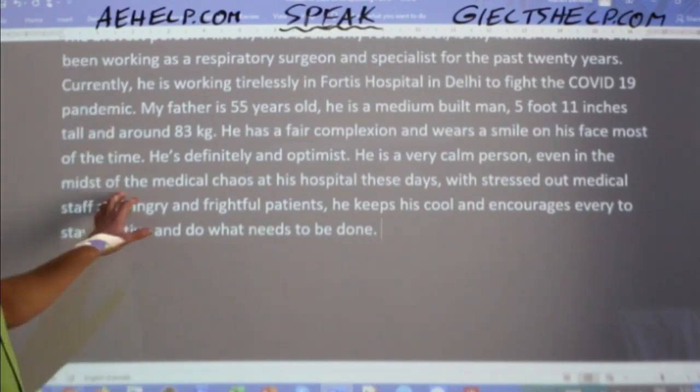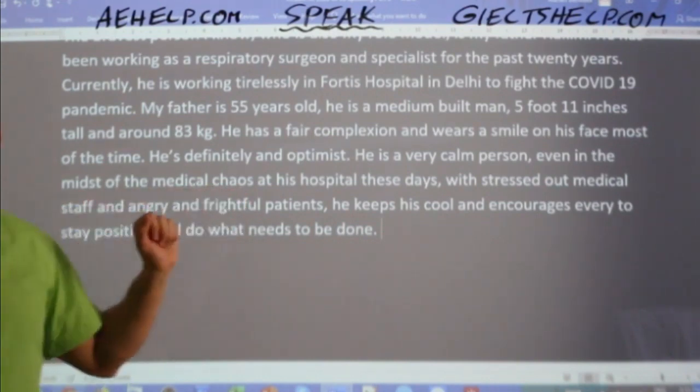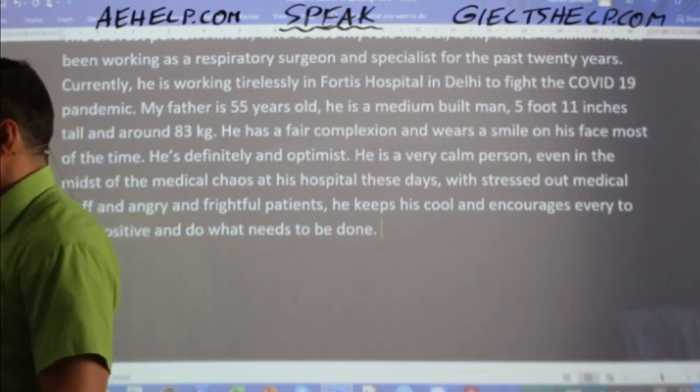In the midst of chaos. Okay, notice this word midst. Okay, it's a nice word to learn for your everyday English.